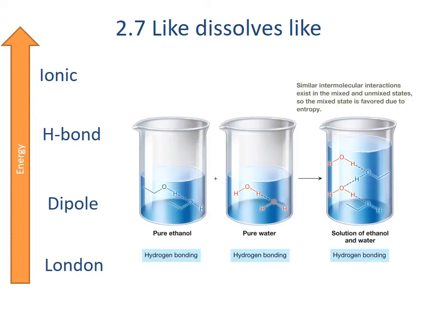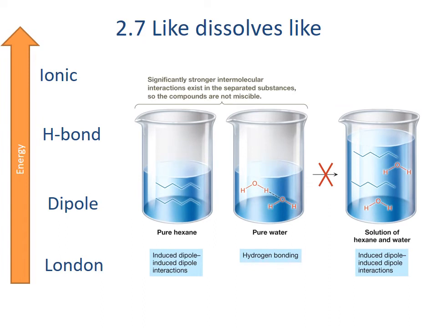Ethanol and water both have hydrogen bonding, so they are similar. Ethanol and water can be mixed in any amount. Hexane and water are very different in intermolecular forces and will not dissolve at room temperature.